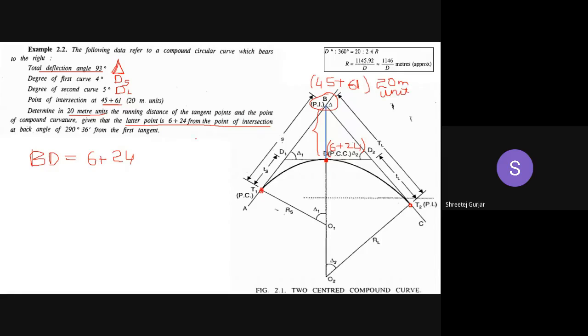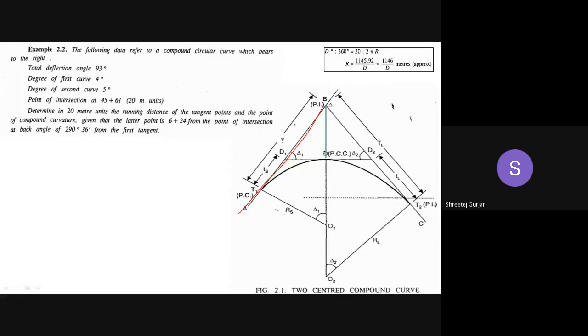Okay, so this is given, and at a back angle of 290 degrees 36 minutes from the first tangent. Which is the first tangent? This is called the first tangent. So from this particular line, the angle is 290 degrees 36 minutes. They have told the angle of this line from the first tangent as 290 degrees 36 minutes. But this is not the direct angle.